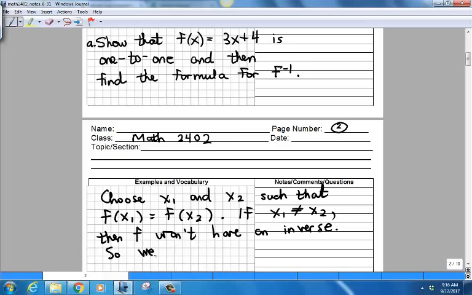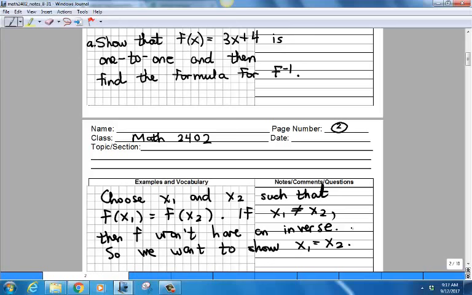So what do we want to show then? We don't want this to be the case, right? So what do we want to show? We want to show these two things are really equal, correct? Because if it can be the case that they're not equal, then we don't have an inverse, right? But I wanted to show that the function does have an inverse, so I want to show that these two things must be the same, okay?